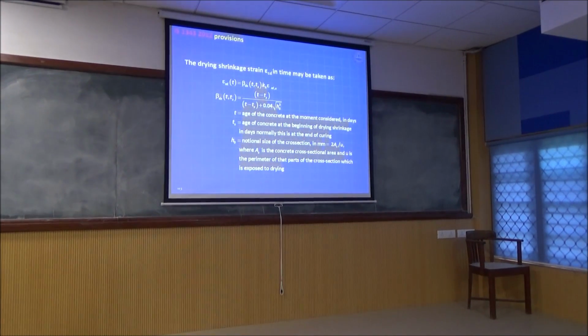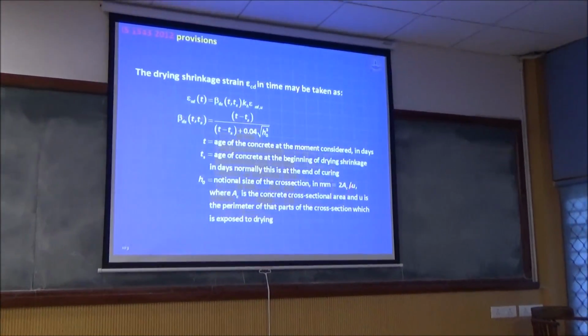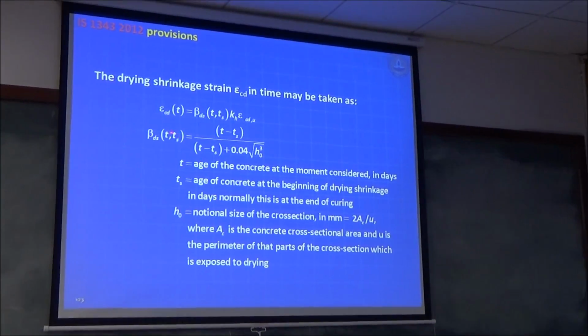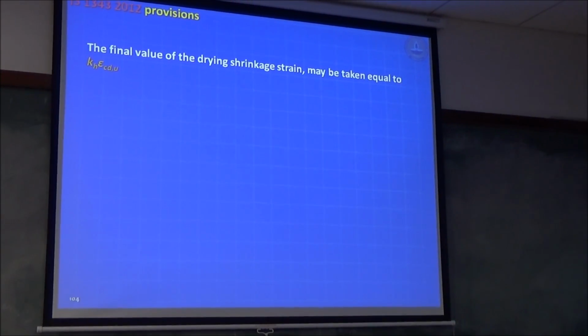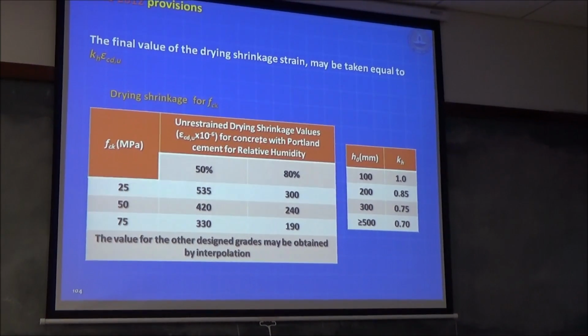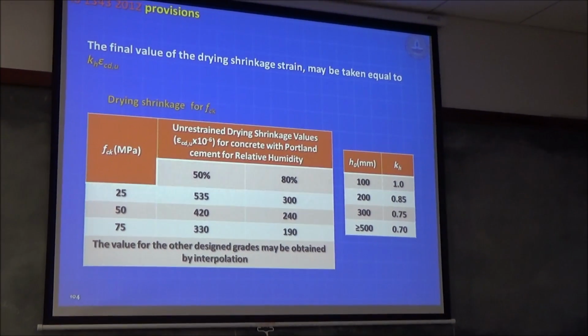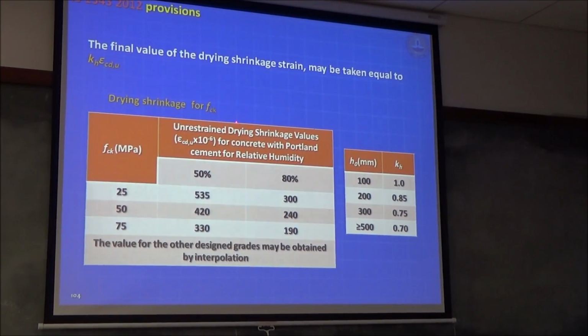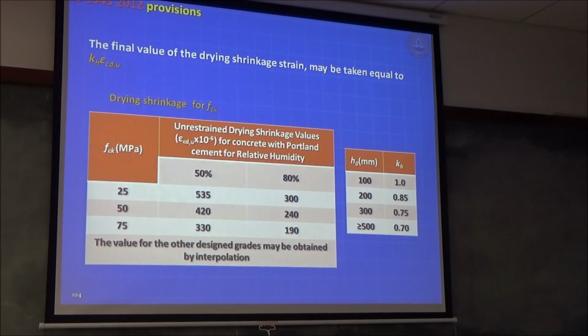Okay. So you have also a function of H0. Remember the H0, the surface area to perimeter ratio. And so please go through this. I'll just show you some typical values. So this is unrestrained drying, free shrinkage. It's called free shrinkage, in 10 raised to minus 6. So it's one order of magnitude higher than you get for autogenous. So it's this high, and it's a function of H0, and it's a function of the grade of concrete.